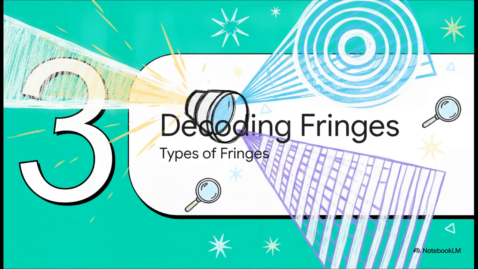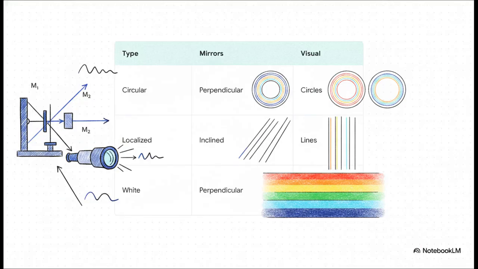With our light beams perfectly compensated, let's move to Section 3, decoding the interference fringes. When we finally look into the telescope, we don't just see light. We see mirror M1 overlapping with a virtual image of mirror M2, and how these two line up totally dictates the output we see. If the mirrors are perfectly perpendicular, we get circular fringes.